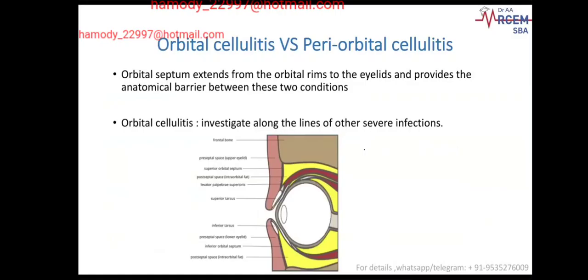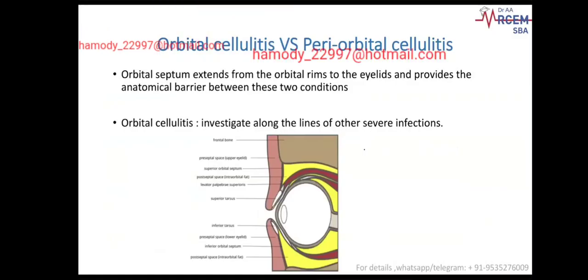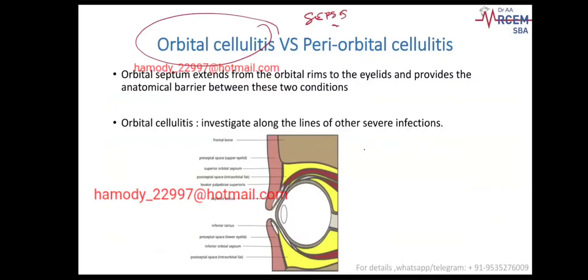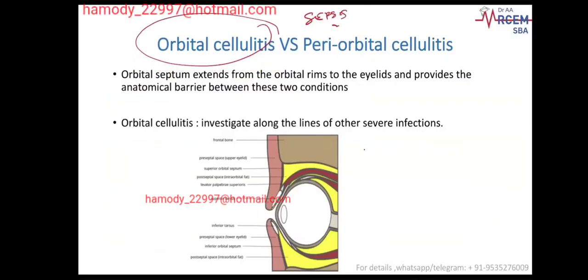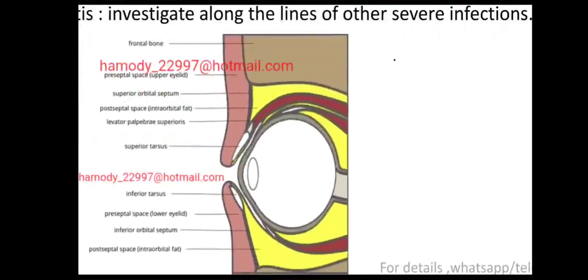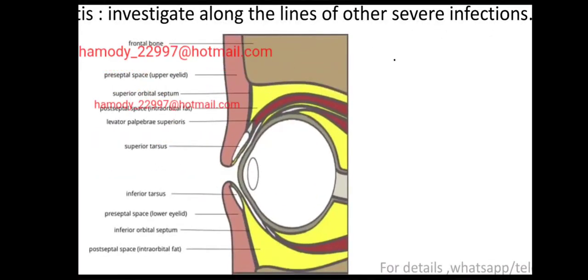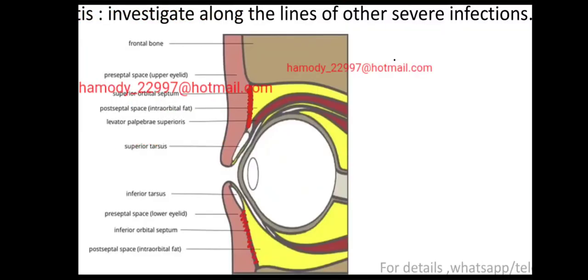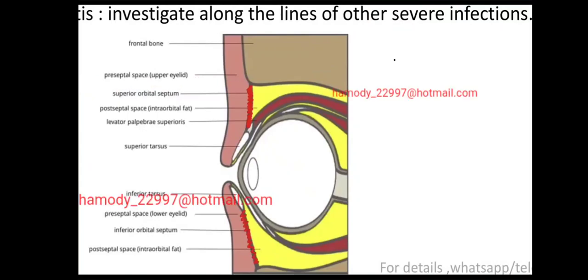Orbital cellulitis versus periorbital cellulitis. Orbital cellulitis needs to be taken seriously. It has to be treated like sepsis by admitting. If you do not treat it seriously, it can cause vision loss, complete vision loss. It is not very common for the infection to spread into the eyeball. It is prevented by a structure known as the orbital septum. You can see the orbital septum is present over the superior eyelid and the inferior eyelid also. So this prevents the spreading of the infection into the eye.